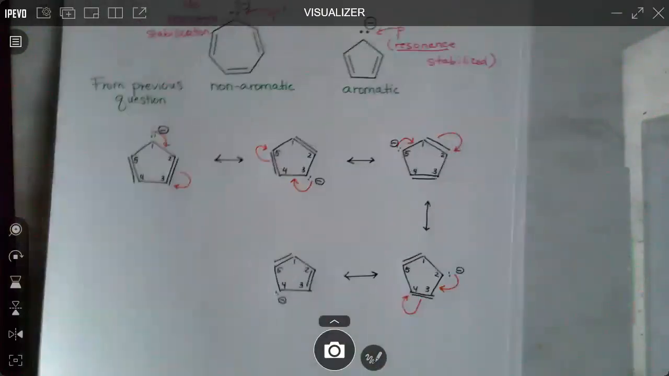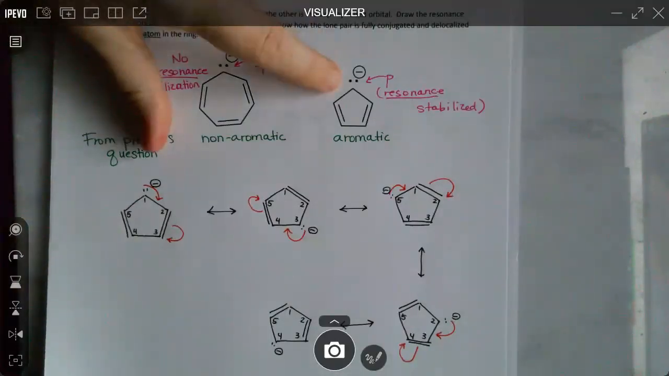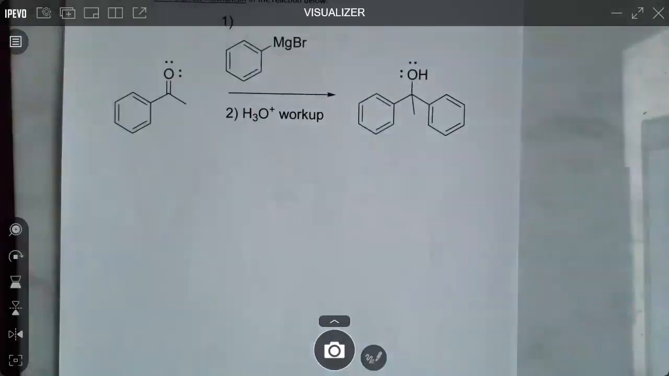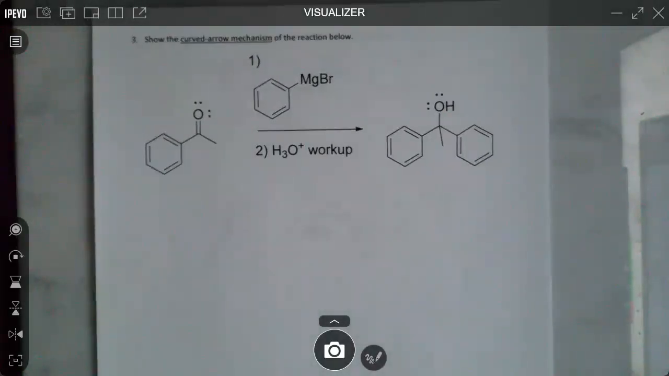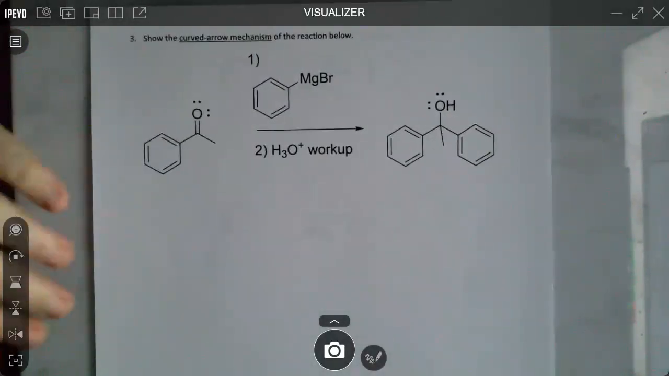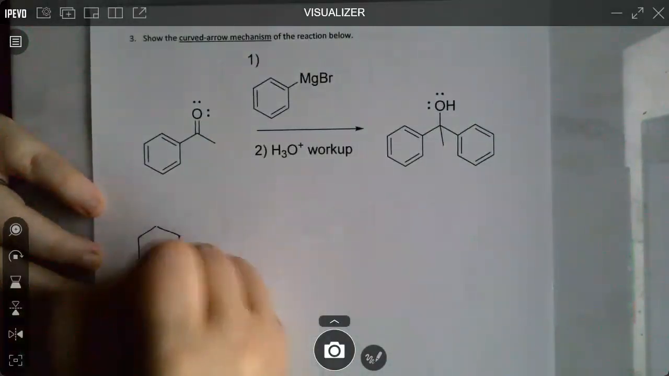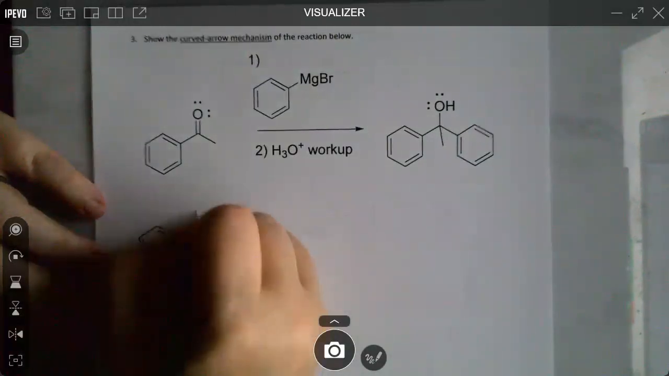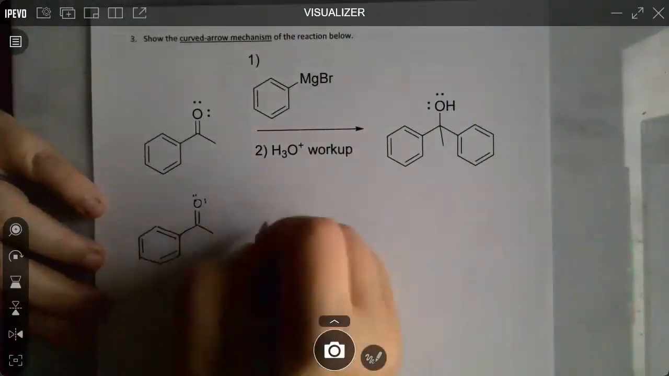Make sure we understand that if a lone pair participates in resonance, it is in a p orbital. Let's draw the mechanism for this Grignard reaction. So I'm just going to redraw the ketone, and I'm going to draw in the Grignard reagent.